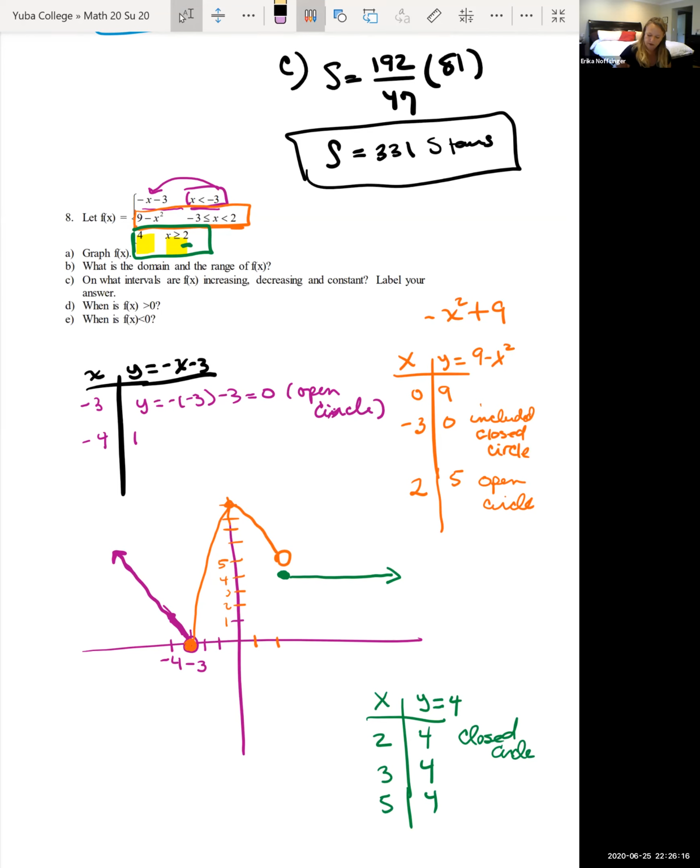So domain, basically we're given the domain. It's the union of all of these inequalities. So it's all these x values plus all these x values plus all these x values. We're looking at everything from negative infinity to -3, not including, but then we're including -3 here to 2, not including 2, but we'd include 2 here and everything bigger. So our domain is actually all real numbers.